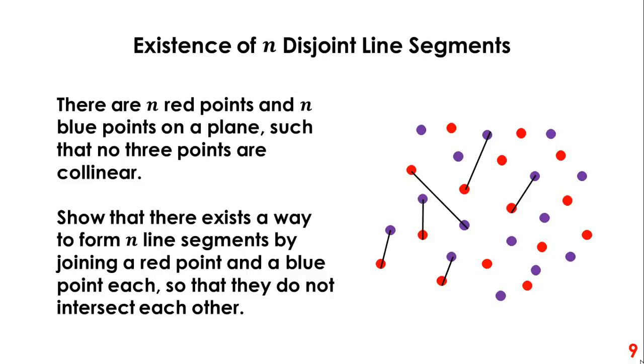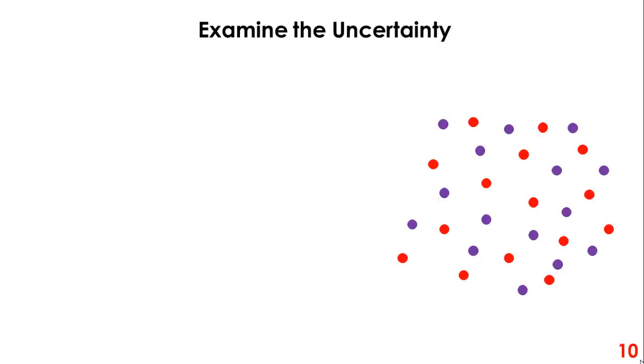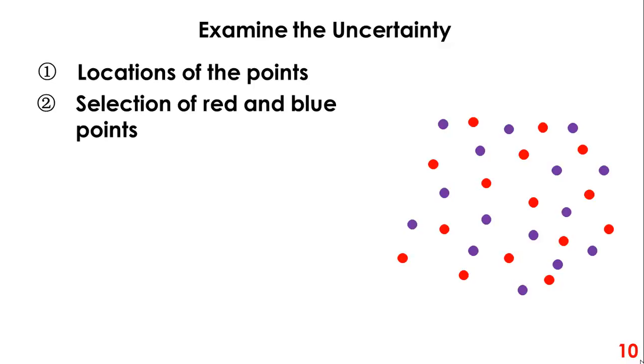So it's pretty challenging. Let's do some analysis. Again, let's examine the uncertainty. There is a lot of uncertainty here. First, locations of the points. There are no specific, precise descriptions of the locations of the points. Where are they? Nobody can tell you exactly. So that's one of the hard things. Second, selection of red and blue points.